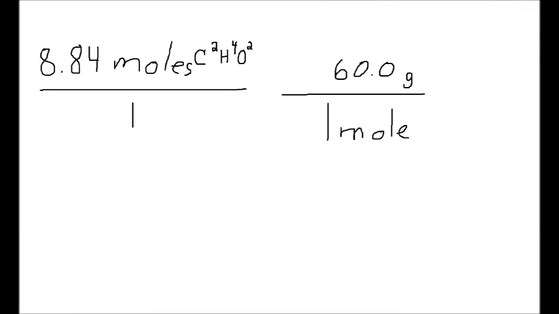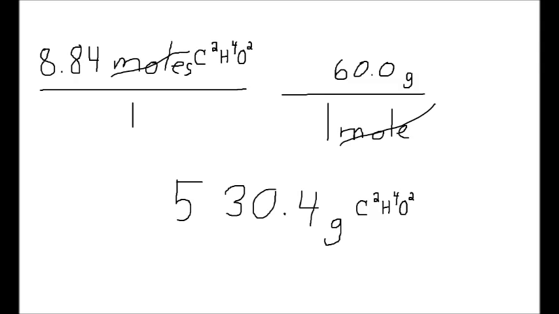So we get to end this lovely adventure with one last calculation. We were informed by the book that there are 60.0 grams of acetic acid in one mole of acetic acid. Now, if there are 8.84 moles, when we multiply that out, we get our answer.